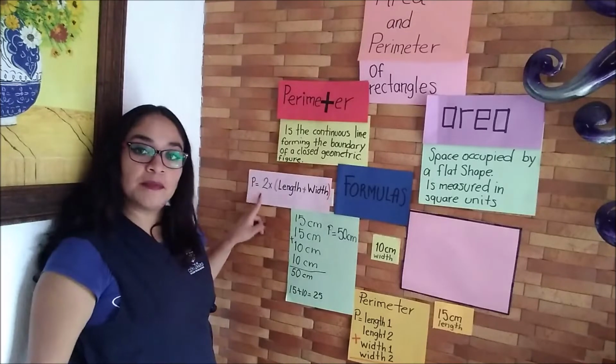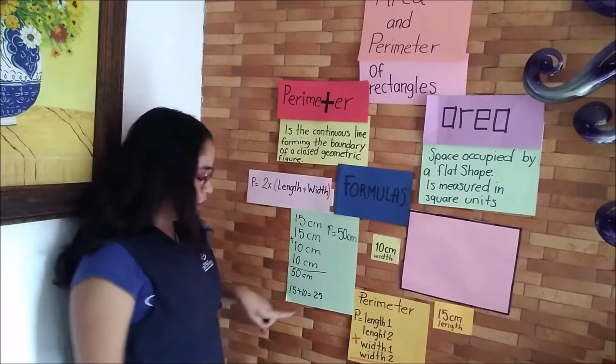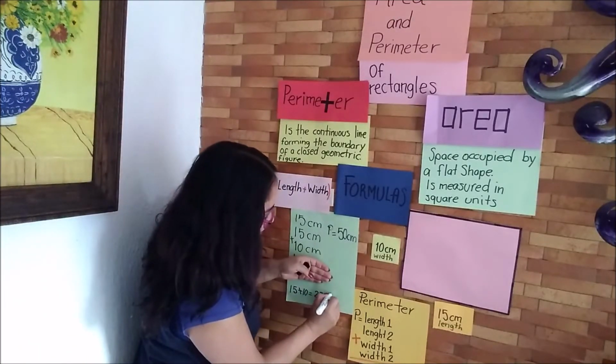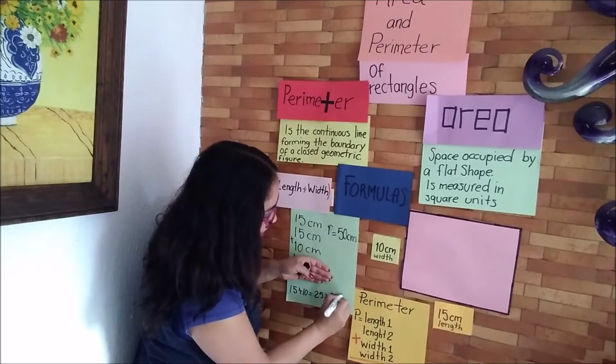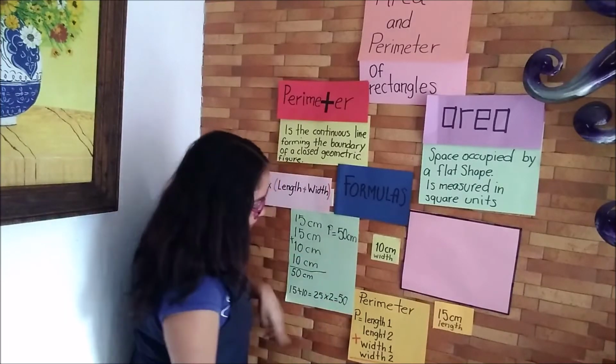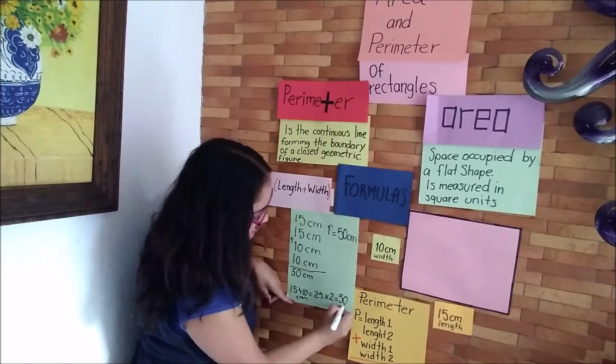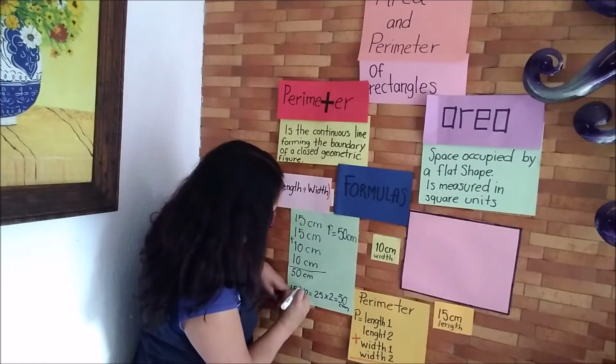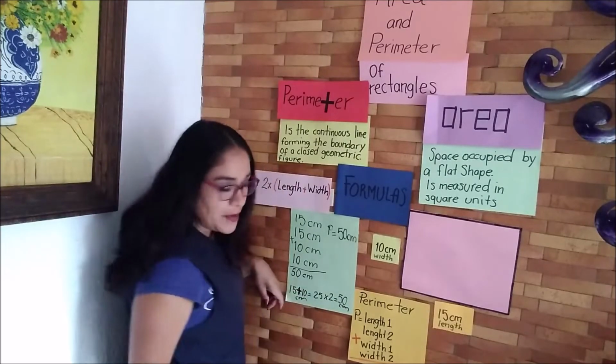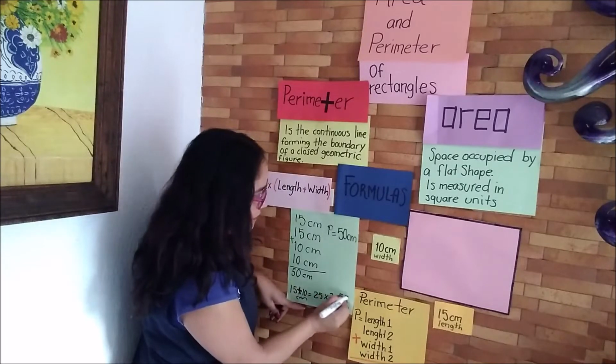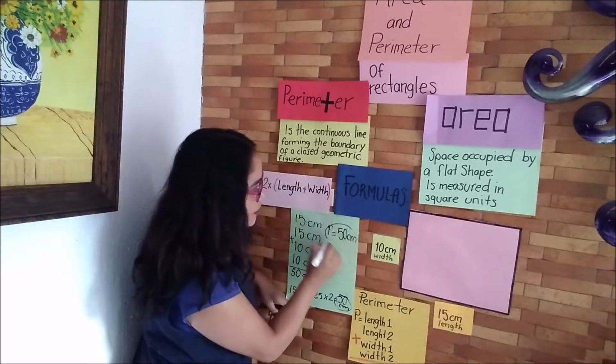And we're going to multiply my result by 2. 25 multiplied by 2 is going to be 50. We're speaking about centimeters and centimeters. This is an addition sign, okay? So we have the same result.